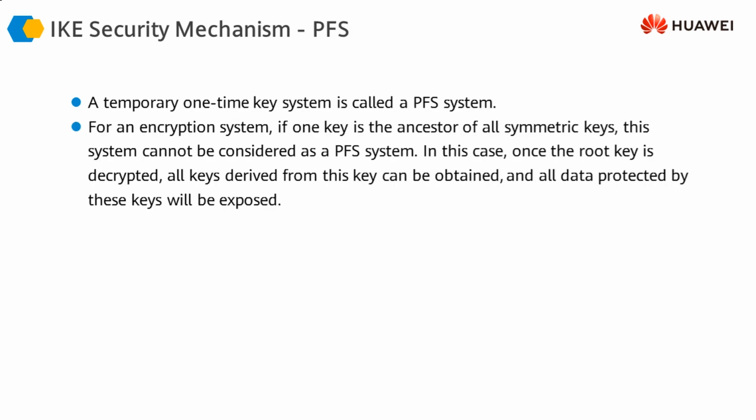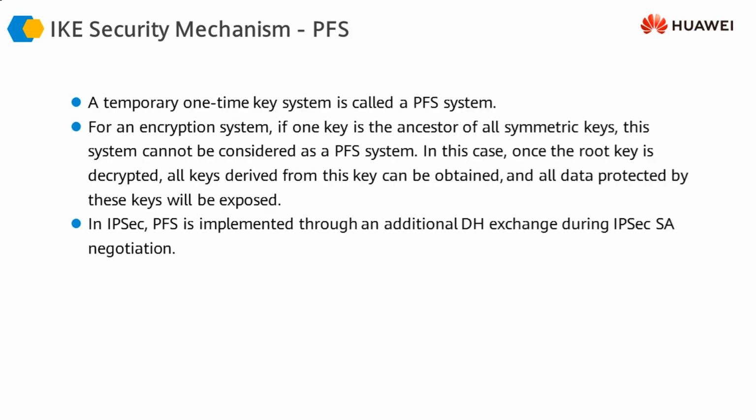And finally, we have perfect forward secrecy, or PFS. In the absence of PFS, if one key has been generated and we generate the subsequent keys based on this original key, then if somebody can decipher this original key, or the root key, all the remaining keys which have been derived from this root key will also be decrypted. So this means that our entire security mechanism has been compromised.